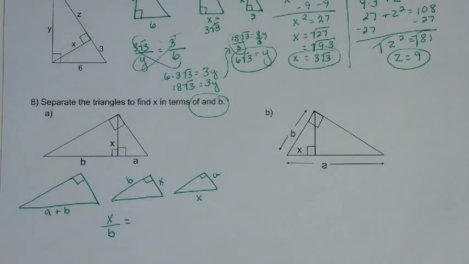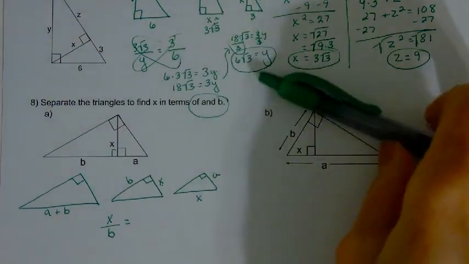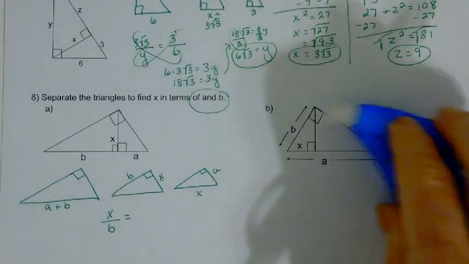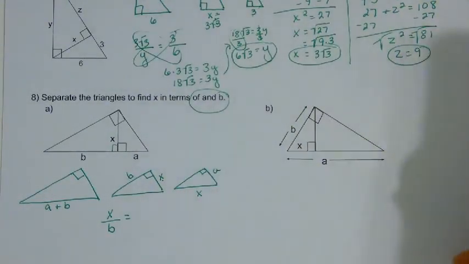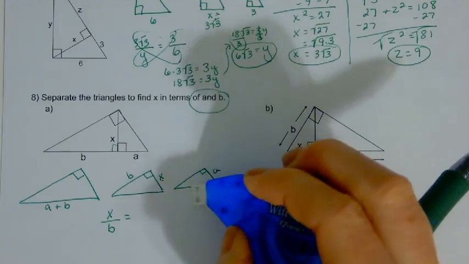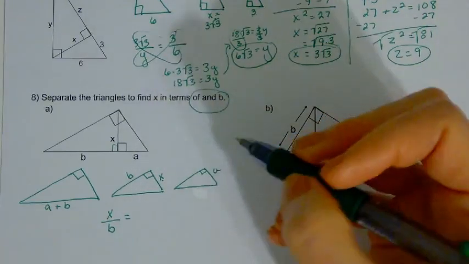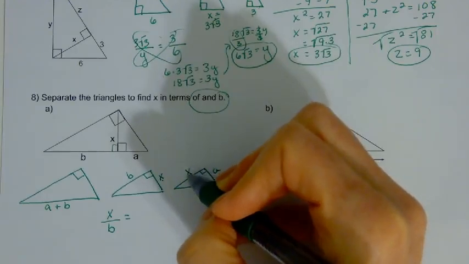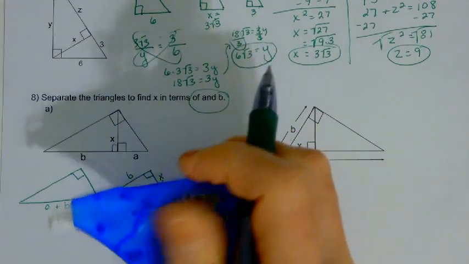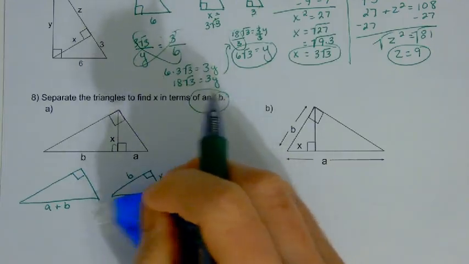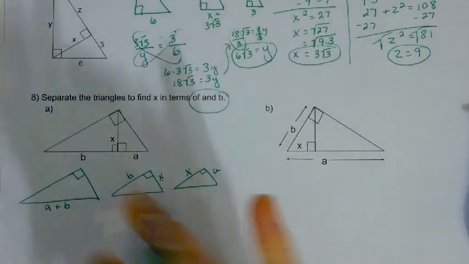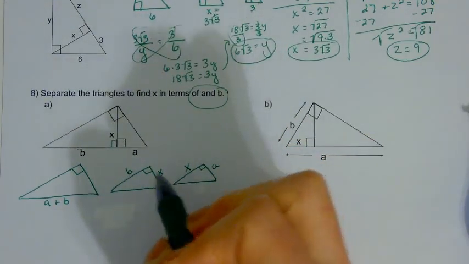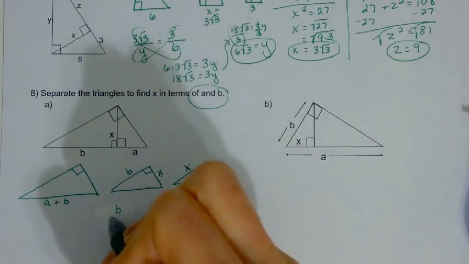I see what I did. I labeled this incorrectly. On the small triangle, A is the small leg and X is the long leg. Aha! That will not be my first mistake on these, I'm sure, or my last. Okay, so B is to X as X is to A. We're trying to relate X to A and B.